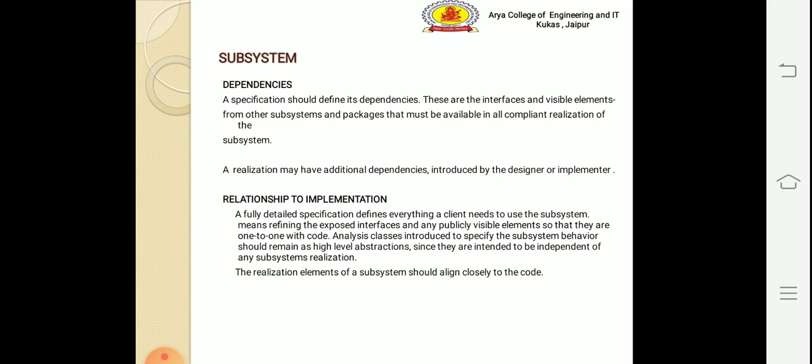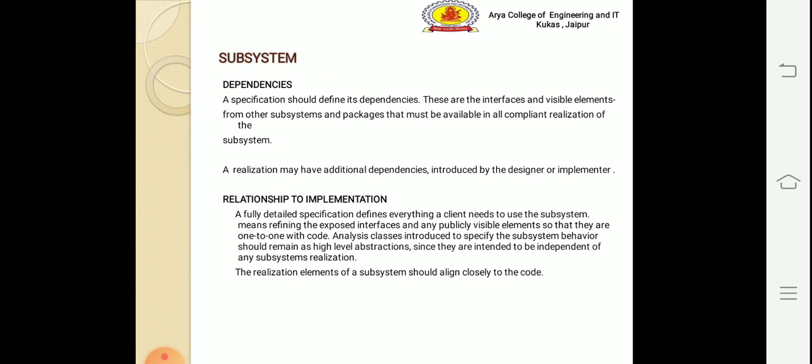Subsystem dependencies. A specification should define its dependencies. These are the interfaces and visible elements from other subsystems and packages that must be available in all compliant realizations of the subsystem. A realization may have additional dependencies introduced by the designer or implementer.